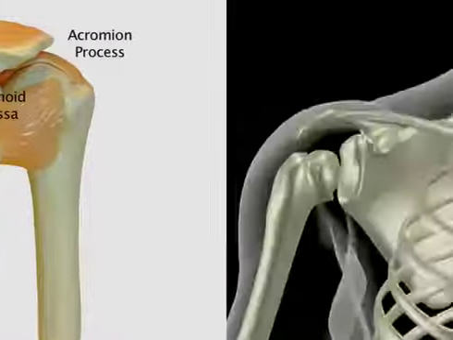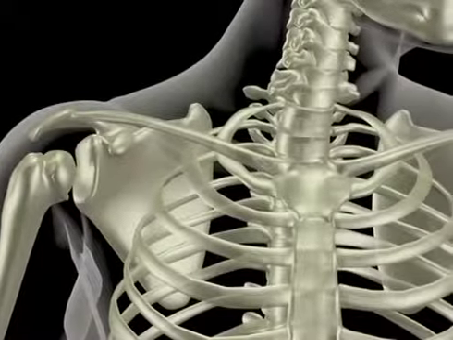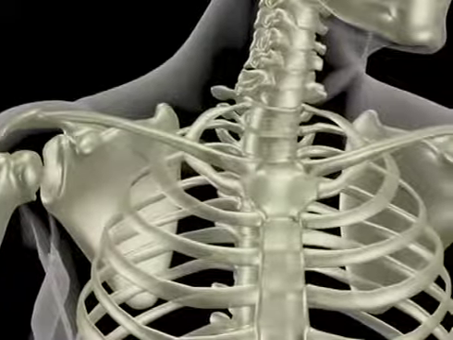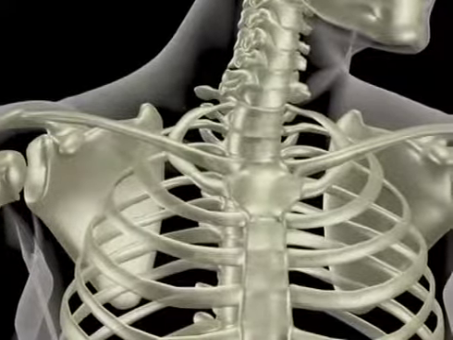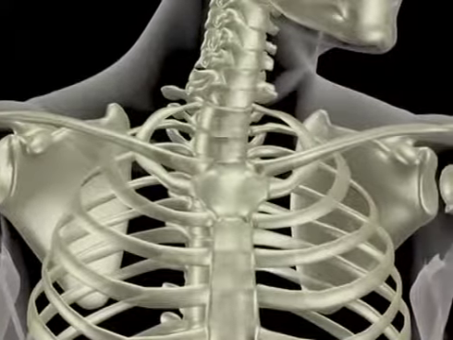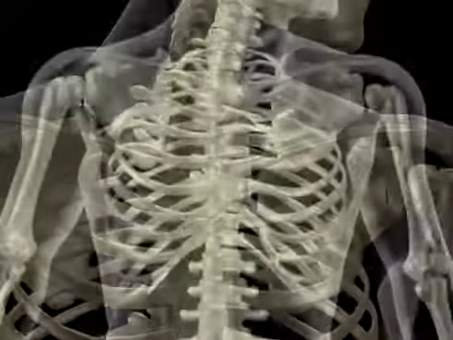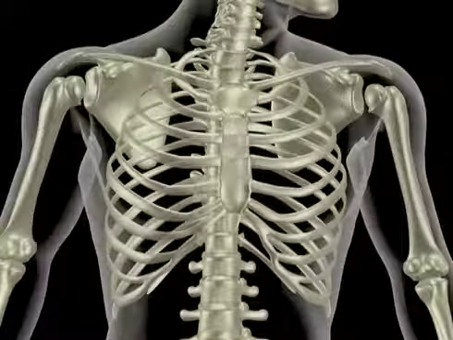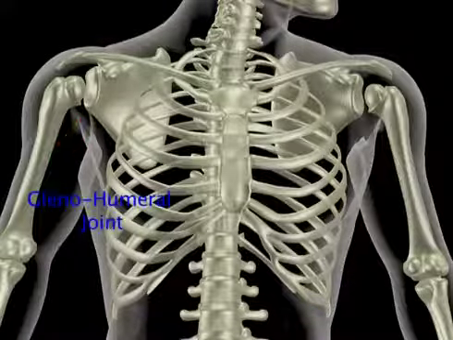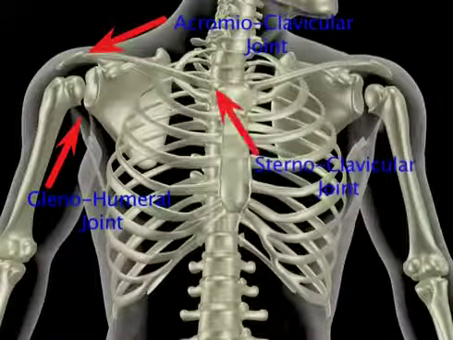The second bone is the clavicle, and next is the humerus. It has a head, a greater tubercle, and a lesser tubercle. In between these tubercles, there is an intertubercular groove, and there is a deltoid tuberosity. There are three main joints in the shoulder girdle. These are the glenohumeral joint, acromioclavicular joint, and sternoclavicular joint.